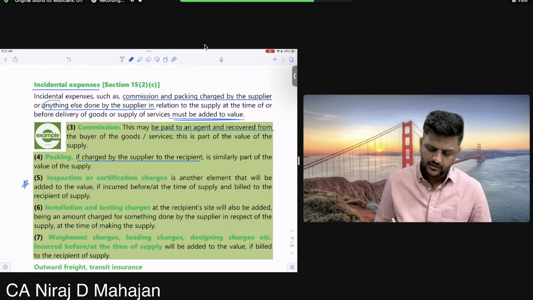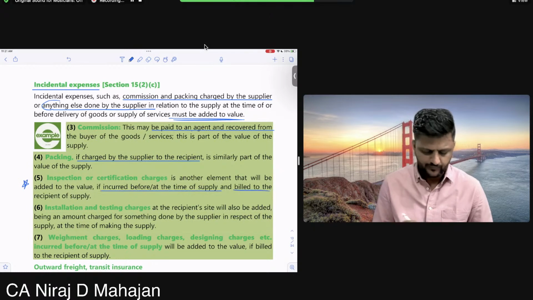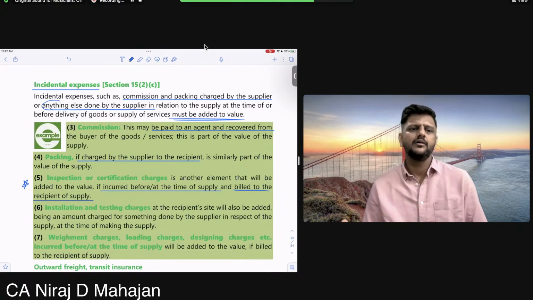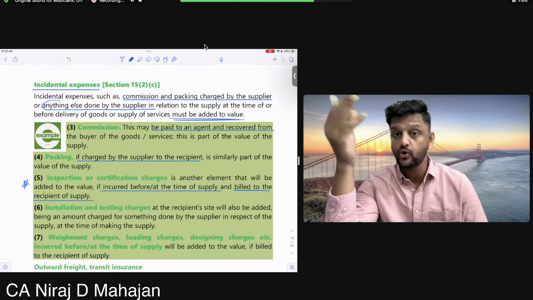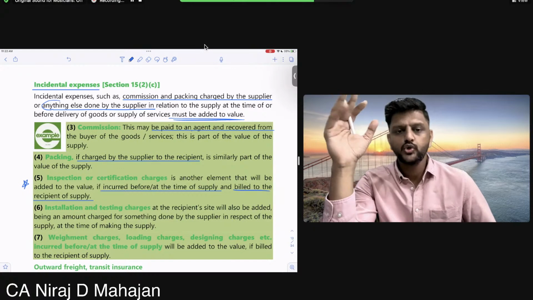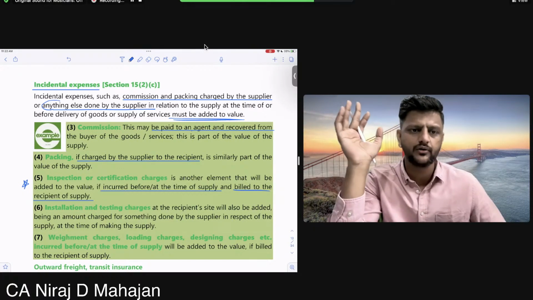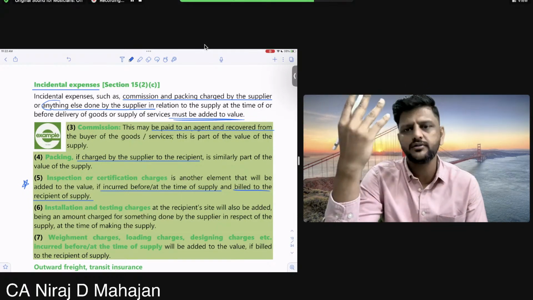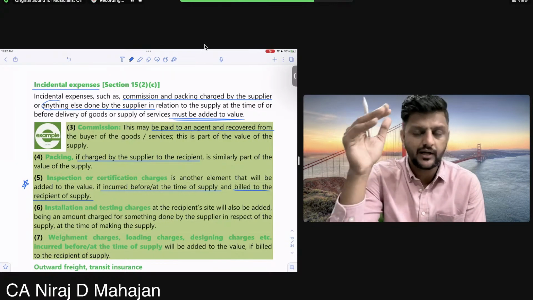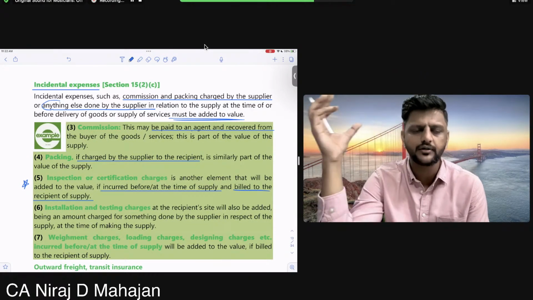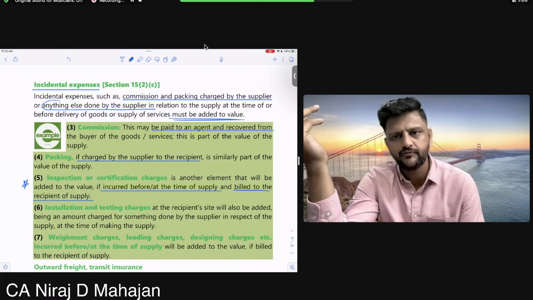Inspection and certification charges is another element that will be added to the value if incurred before or at the time of supply and billed to the recipient. Your laboratory or testing charges, for food items or medicinal items or cosmetics, and you are making a supply. Here the recipient has to have surety or assurity of quality control. He said I'll buy it only if there is a certification from a particular department. I'm buying, let us say, some conditioner. What if there are chemicals in it? How do I know? So you supply me along with the certificate of this batch. So you're like, okay, we'll provide that also.